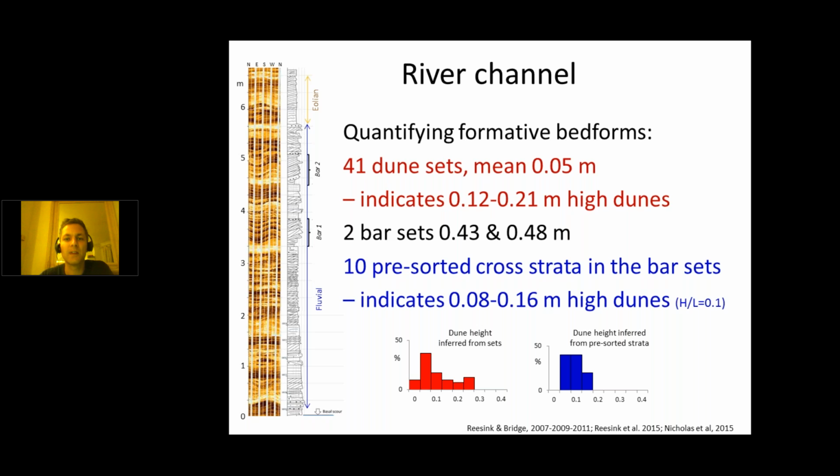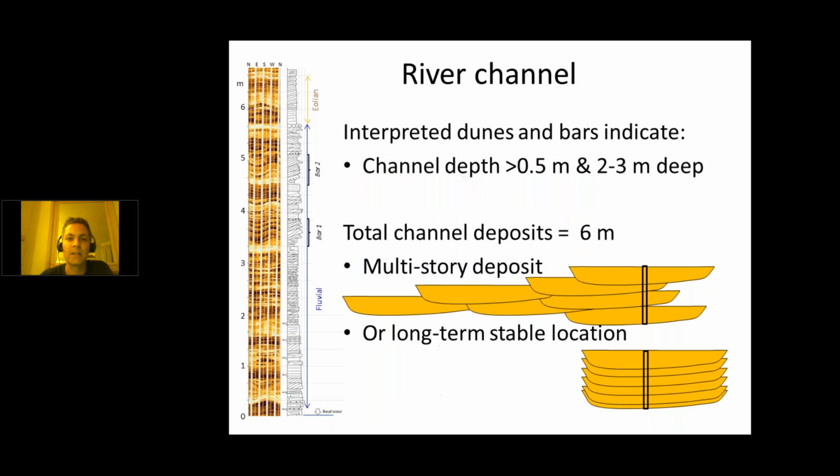So all of that sums up to 3 metrics that you can use as a multi-proxy way of looking at formative channel depths, and they all match up quite nicely. What they give us together, the dunes and the bar sets, is that the channel depths were over half a meter deep and more likely in the order of 2 to 3 meters. However, the total channel deposit was 6 meters, which means that we have a multi-story deposit, or we have a channel that has been in the same location for a long term during aggradation.